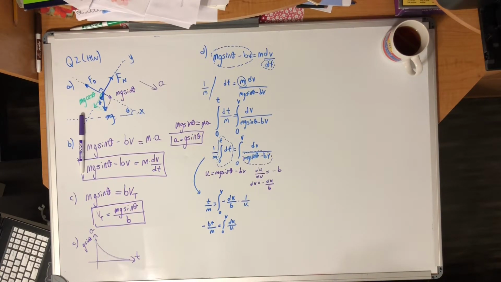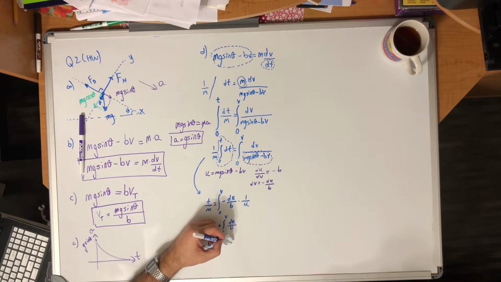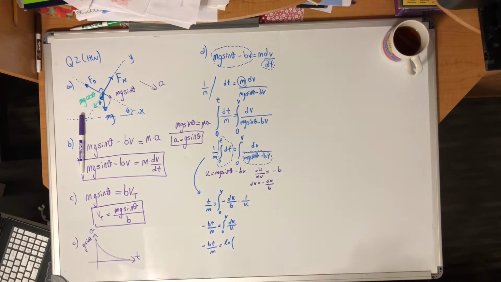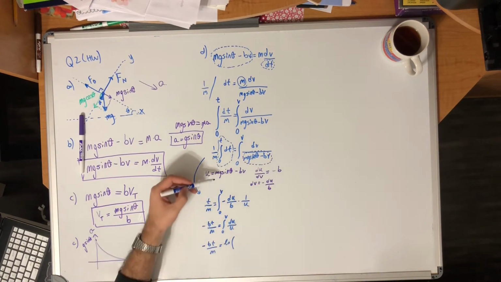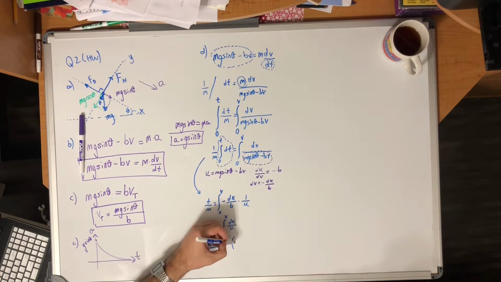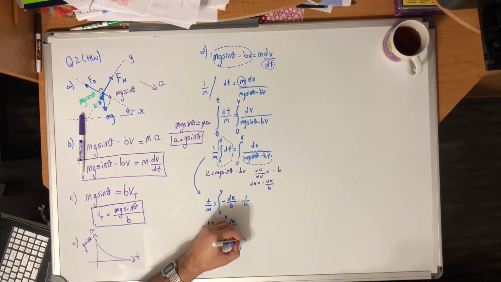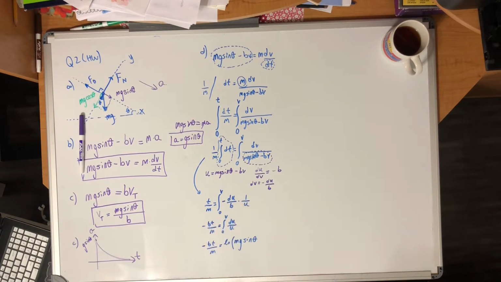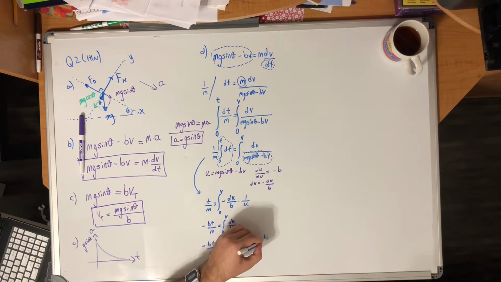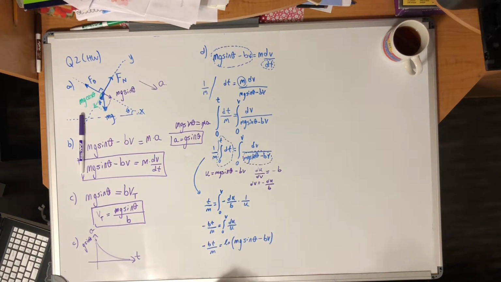And now I have that nice function this time, du over u, so I can take the integral of that function. Negative bt over m is going to be equal to the integral of du over u, which is ln u. But what is my u this time? I am going to go back and replace it with the original. It is a little bit long, but it's mg sine theta, there's no v right there, minus bv. And what are my boundaries?